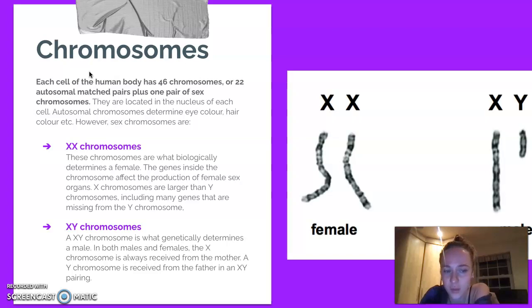On the other hand, we have the XY chromosomes, which is what genetically determines a male. As I mentioned, in both males and females, the X chromosome is always received from the mother. A Y chromosome is received from the father in an XY pairing through the sperm.